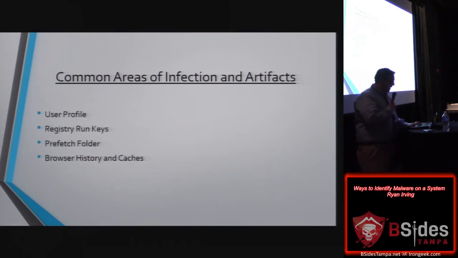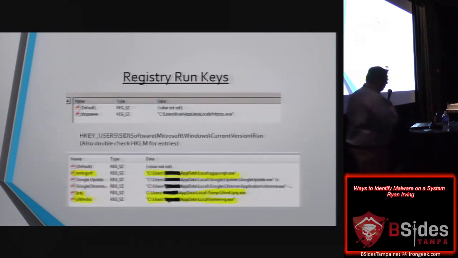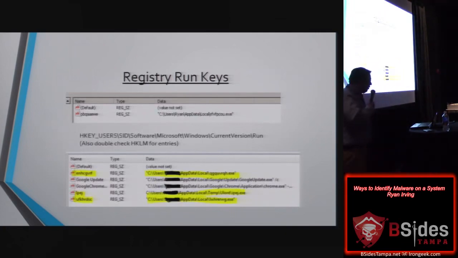Also, browser history and caches is a great place to find artifacts, and we'll see that in some examples in a moment here. But just to look at some common registry run keys, like I mentioned to you before, we see in the first example up there, it's just some name that got created. Typically, it's just automatically generated. We can see that it was put in C users Ryan app data local. That's where the exe is.